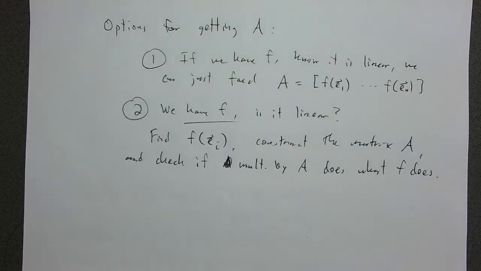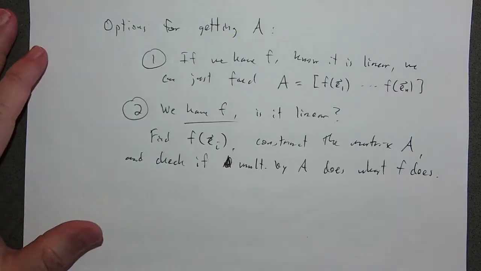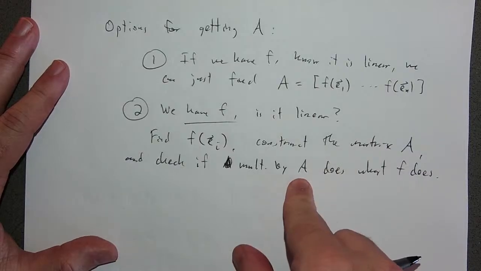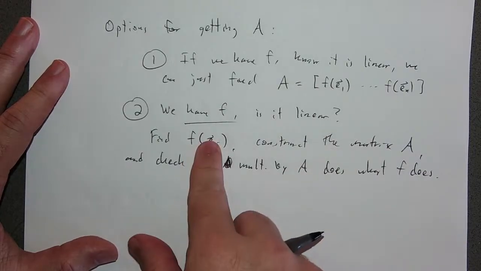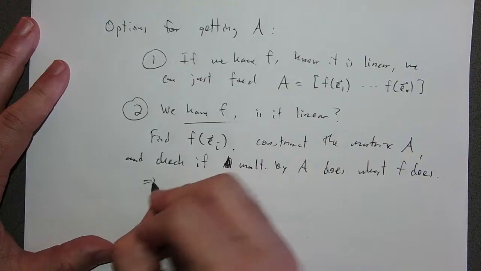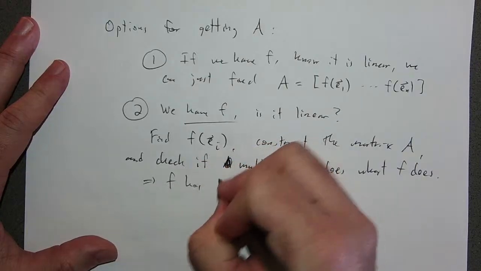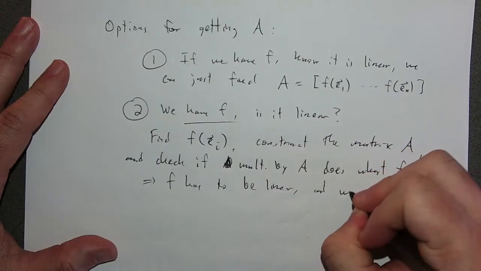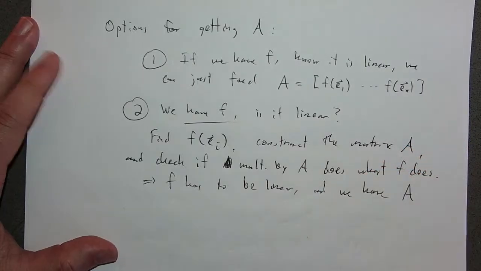Here's the thing. Because of the words I said in the first part, when I said that it has to be this thing, that's me saying uniqueness. By a uniqueness argument due to the linearity of this map, if A, this thing that we have found, does what f does, then f has to be linear. And we have our A.